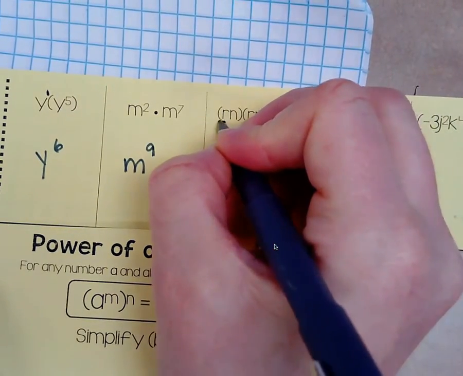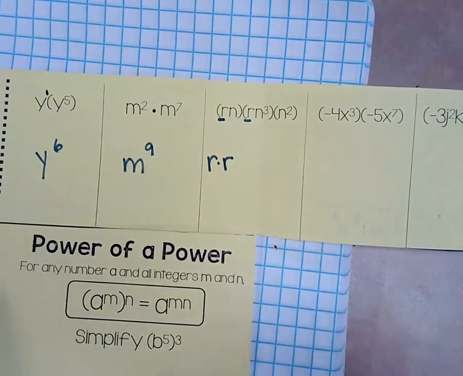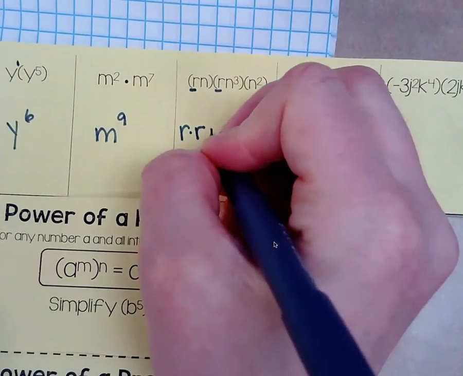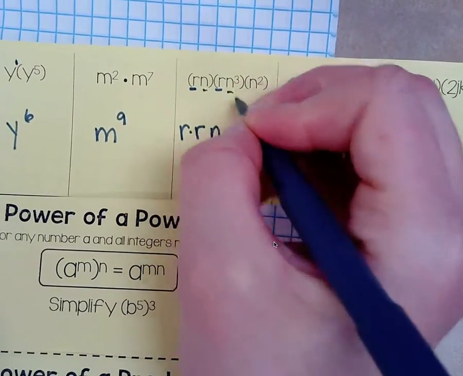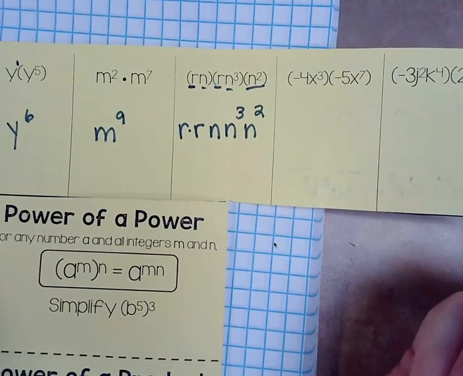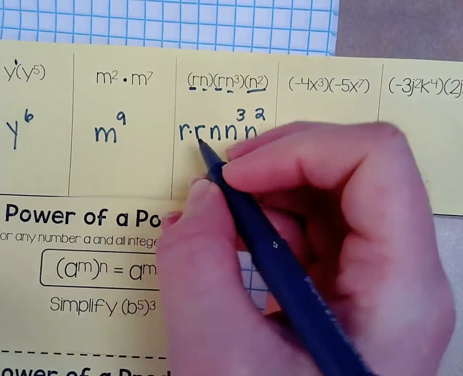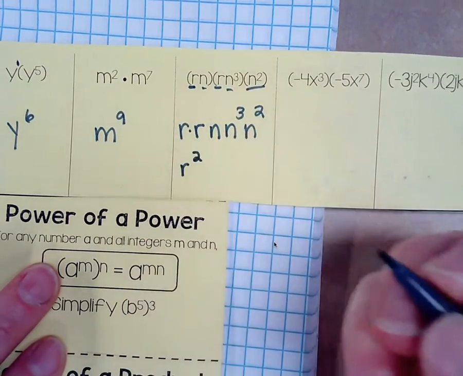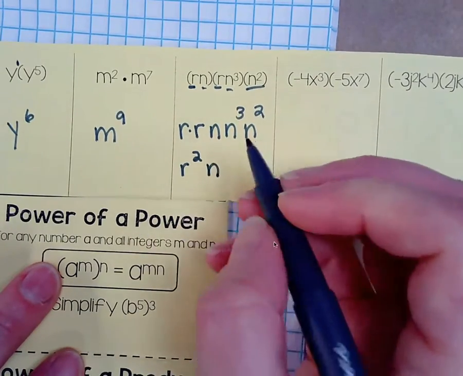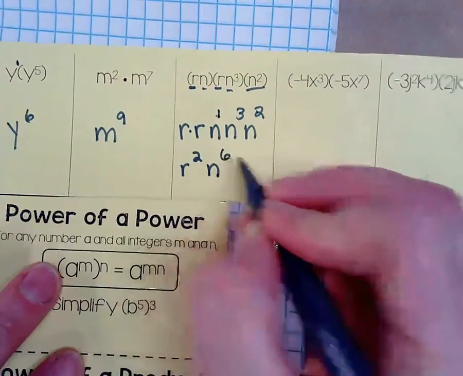So how many r's? We have r times r, which we know is going to be r squared, but let's not do it yet. It's okay if you did. And then we have n to the third and n squared. So r times r squared. And then n times n cubed times n squared. 3 plus 1 is 4, plus 2 more is 6.